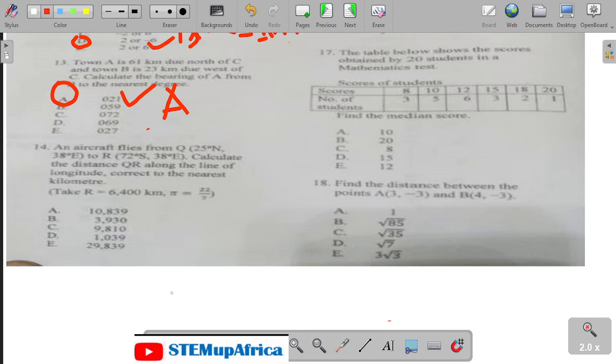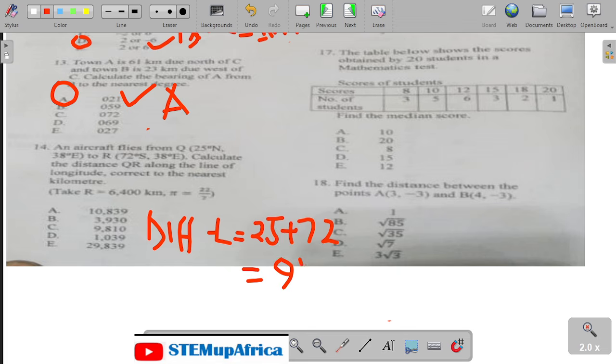So let's go to question 14. It says an aircraft flies from P to Q. Calculate the distance between P and Q along a parallel of latitude. So let's check. They have the same longitude, which is 38 degrees east. So this is the distance along a great circle. So what is the difference in latitude now? The difference in latitude, we'll have 25 plus 72. That will give us 97.